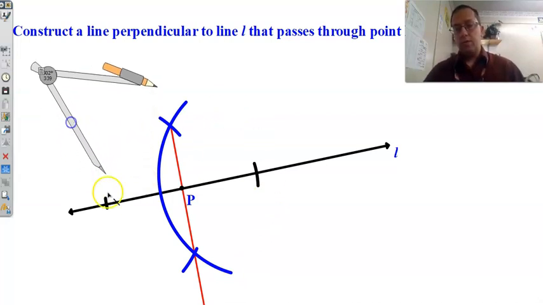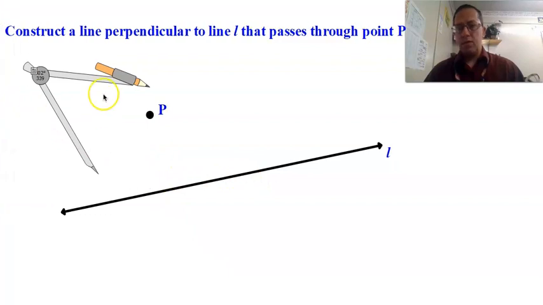So what we did is we used the perpendicular bisector that we used before, and we just made a segment for it to bisect. Make sure that the midpoint is point P. Okay, now we're going to do another one that is very similar. Again, construct a line perpendicular to line L that passes through point P, but this time notice point P is not on the line.